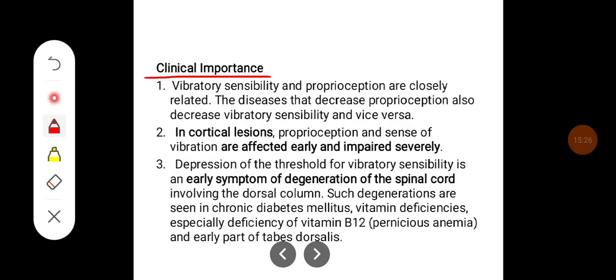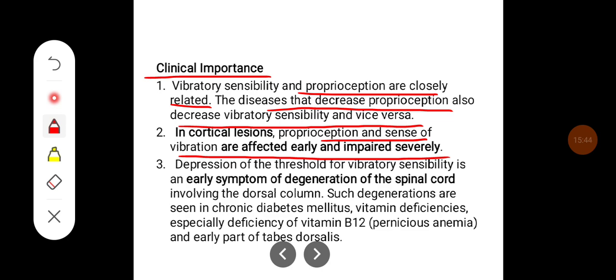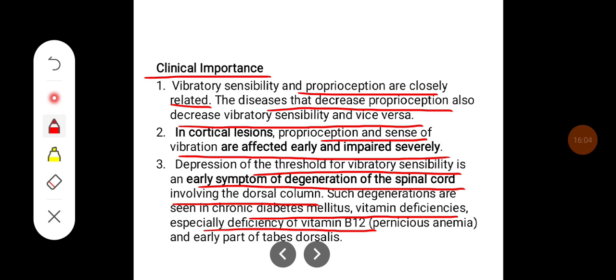Coming to the clinical importance, vibratory sensibility and proprioception are closely related. The diseases that decrease the proprioception also decrease vibratory sensibility and vice versa. In cortical lesions, proprioception and sense of vibration are affected early and impaired severely. Depression of the threshold of vibratory sensibility is an early symptom of degeneration of the spinal cord involving the dorsal column. Such degenerations are seen in chronic diabetes mellitus, vitamin deficiencies, especially vitamin B12 deficiency, and in the early part of tabes dorsalis.